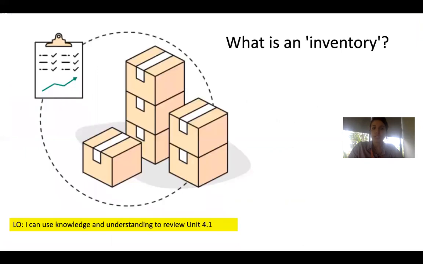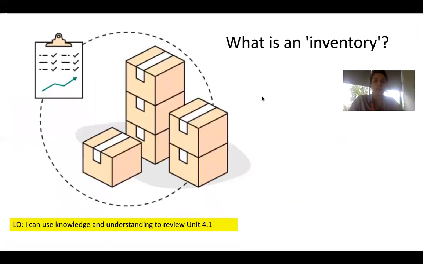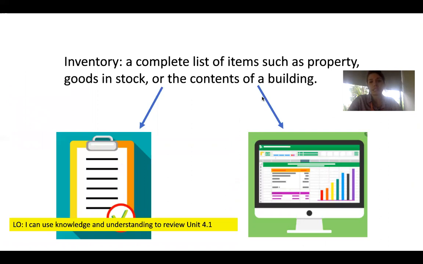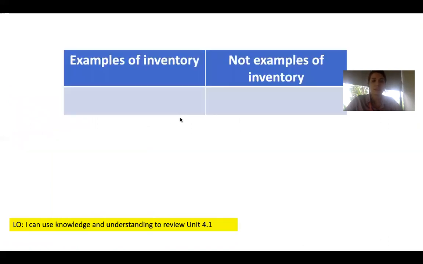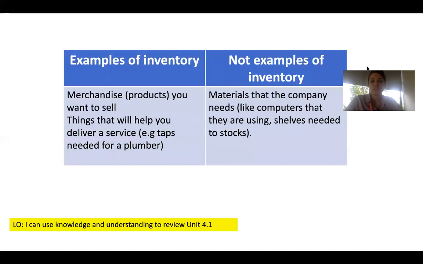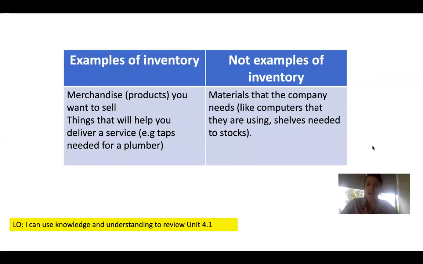On to the next part, let's talk about inventory. So an inventory is a complete list of items such as property, goods and stocks, or the contents of a building. So examples of inventory include merchandise you want to sell and things maybe that will help you deliver a service. Not examples of inventory is materials that the company needs, like computers and shelves that are needed to stock products and things like that, things that you're going to use again and again.